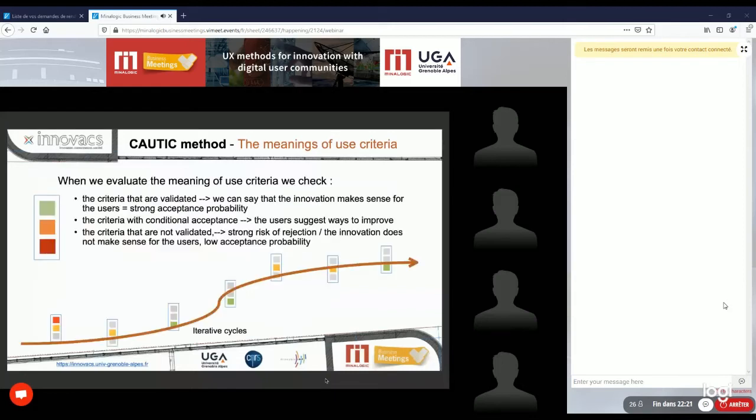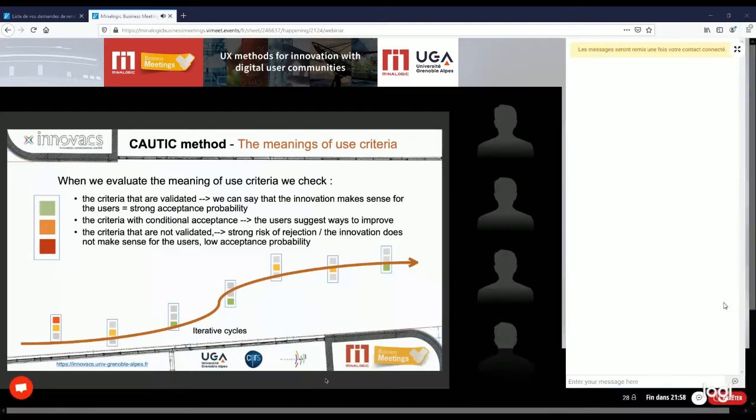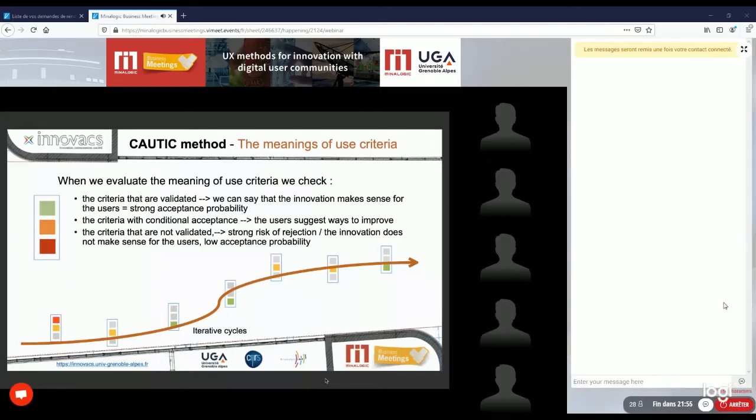So the CAUTIC method is mainly based on this first tool, the meanings of use criteria. It consists in a qualitative inquiry towards a sample of targeted users. We interview this group of users to evaluate the meanings of use criteria. The criteria that are validated means that the innovation makes sense for the user. There is a strong acceptance probability.